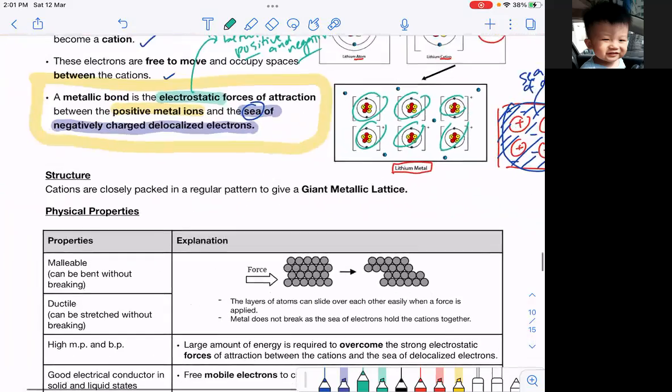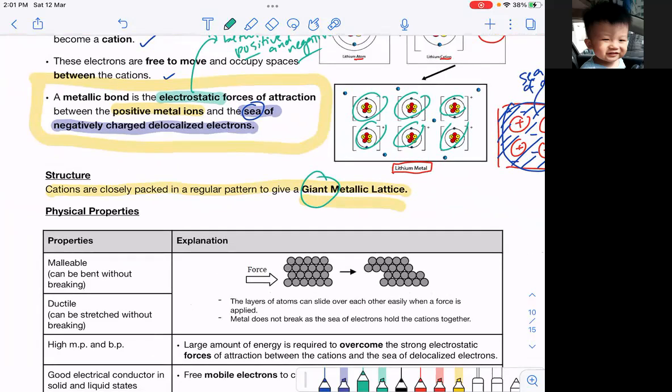Okay. What kind of structure? If they ask you what is the structure, memorize this line. They are packed closely in a regular pattern to give a giant metallic lattice. Okay, nothing much. Just memorize the words giant and metallic lattice. Okay, giant, same thing is endless. How come every time anything is endless, we call it giant? Just now we said giant covalent because the diamond, the carbons can grow forever.